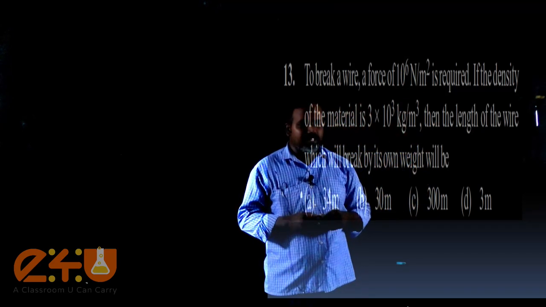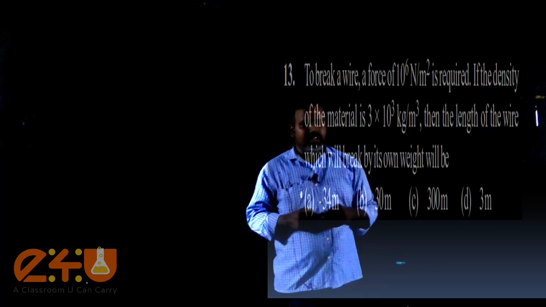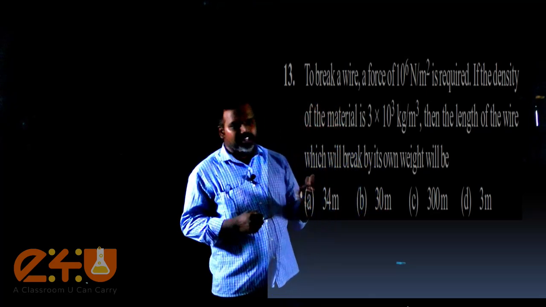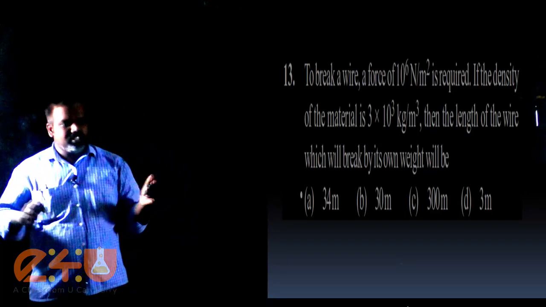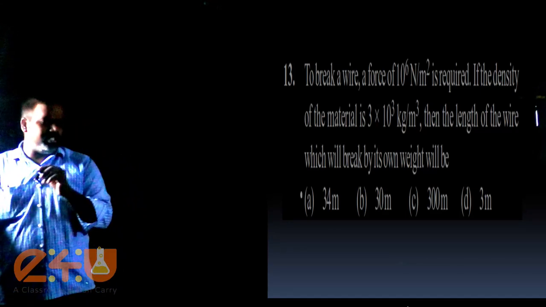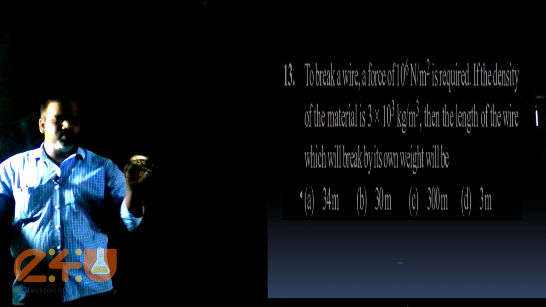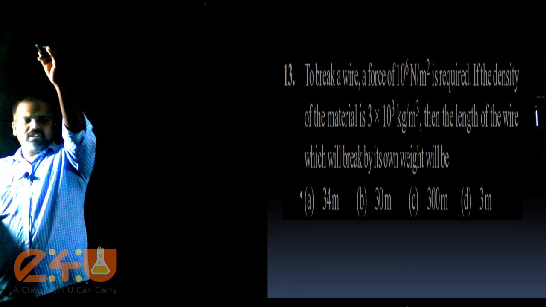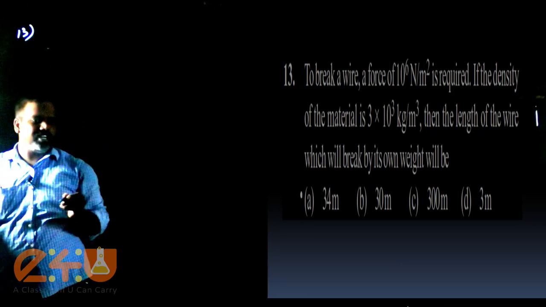If the density of the material is 3 into 10 to the power of 3 kg per meter cube, then the length of the wire which will break by its own weight will be. You try to understand, children. In this case, what you have to do is to see what is the stress required to break the wire by its own weight. This is question number 13. So you just see that.